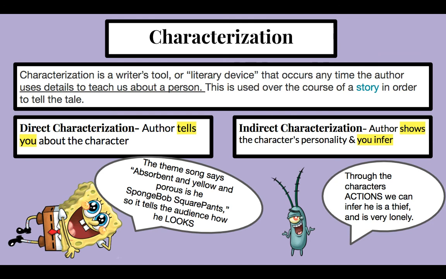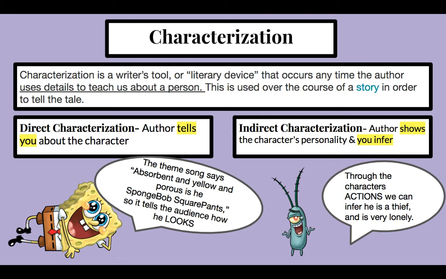Then we have characterization, all right? Now, the only difference from this week and last week is that we're zooming in on direct characterization, which is when the author tells you about a character. And then we have indirect characterization, which is when the author shows you the character's personality. You have to make an inference, okay?